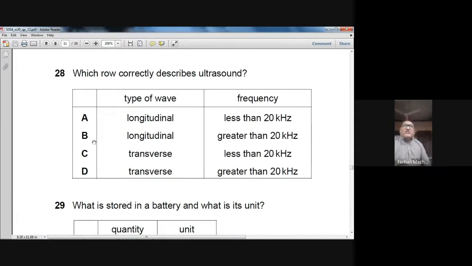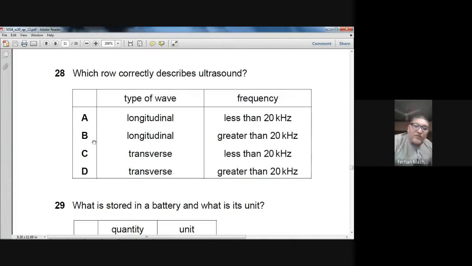Which row correctly describes ultrasound? Ultrasounds are sound waves, so they are longitudinal waves. We call them compressional waves also. Ultrasounds are longitudinal waves. So A and B can be the option, C and D is totally wrong.